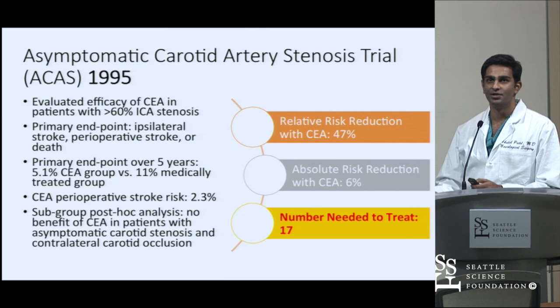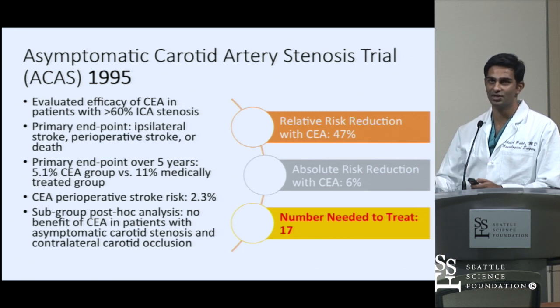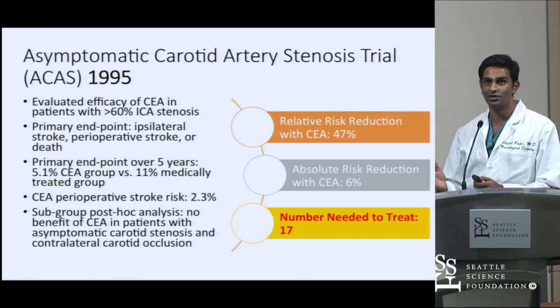There was an interesting analysis at the end of the paper which looked at patients who had asymptomatic carotid disease on one side and carotid occlusion on the other. And they did not benefit from carotid endarterectomy if you just decided that you thought their asymptomatic disease was bad and they may need an endarterectomy prophylactically.